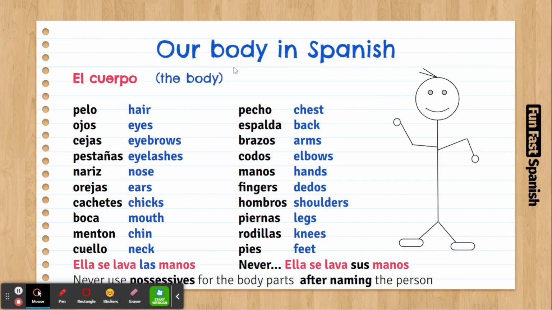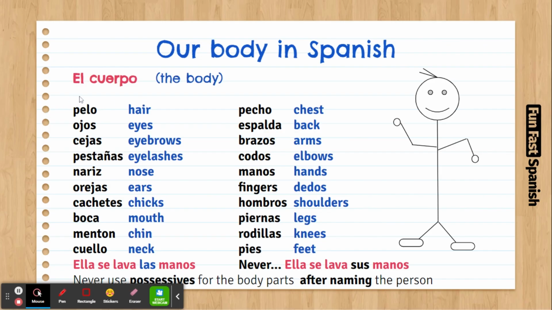Today's video is about our body in Spanish. So, we're going to talk about the body parts and how they're called. And of course, this is just vocabulary, but we're going to learn how to say some specific expressions, like for example, wash my hands or this kind of stuff. So, well, first of all, we have here all the vocabulary.